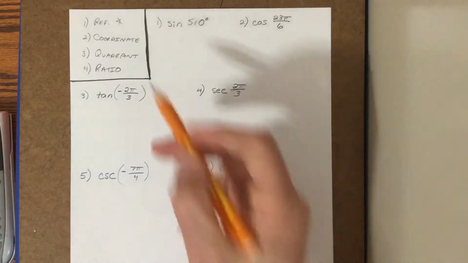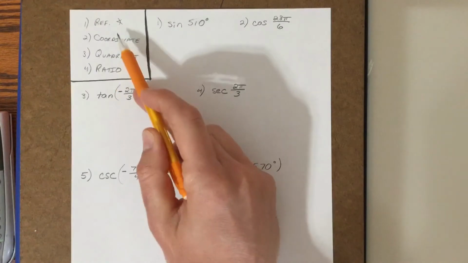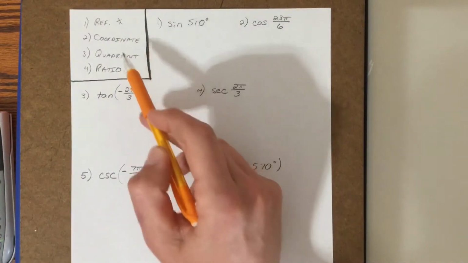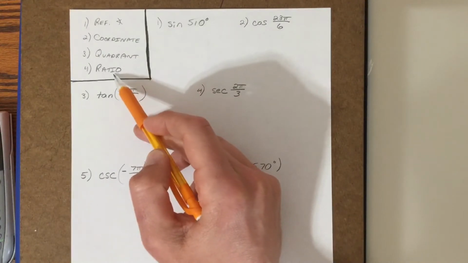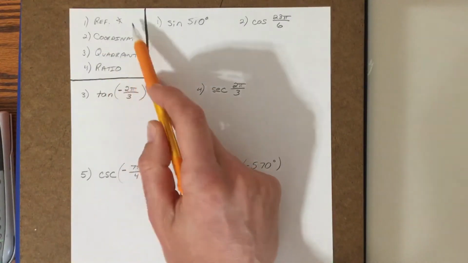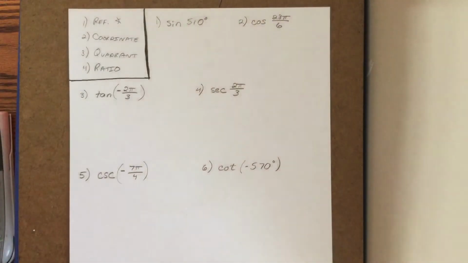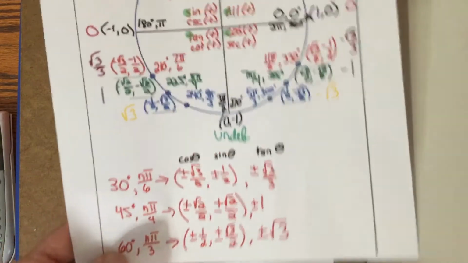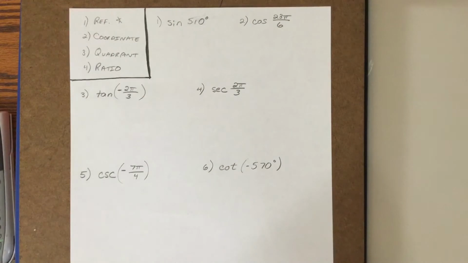So our four rules are still going to apply here. We want to identify the reference angle, the coordinate that's associated with that reference angle, the quadrant the angle is located in, and the ratio. The order in which you do these is really irrelevant, but these are the thoughts that should be going through your head. You can also have your handy-dandy unit circle out to help you through these examples. However, again, the goal is for you to be able to do these without referring to the unit circle, if possible. So, sine of 510 degrees, not between 0 and 360.